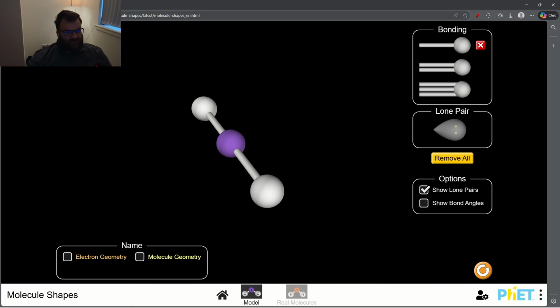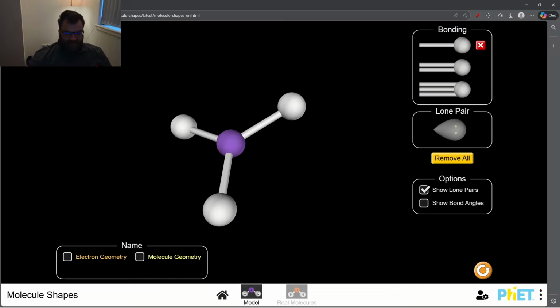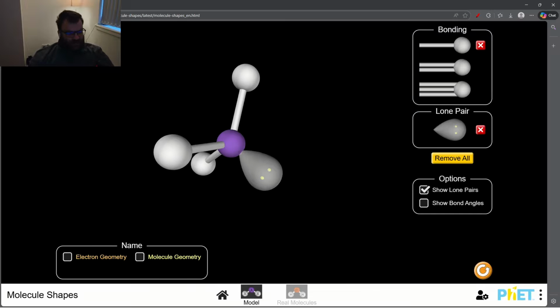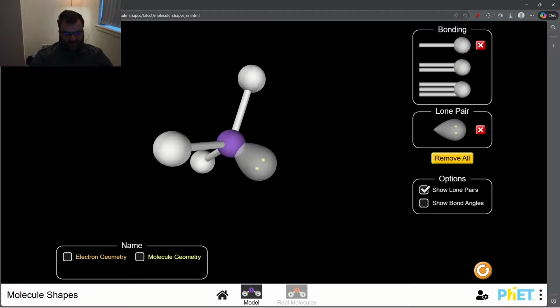If you find it difficult to visualise and remember what the different shapes would be, I'd strongly recommend the PHET molecule shape simulation, where you can add in different numbers of bonding pairs like we have got here, and also lone pairs of electrons that will affect the shapes of them.